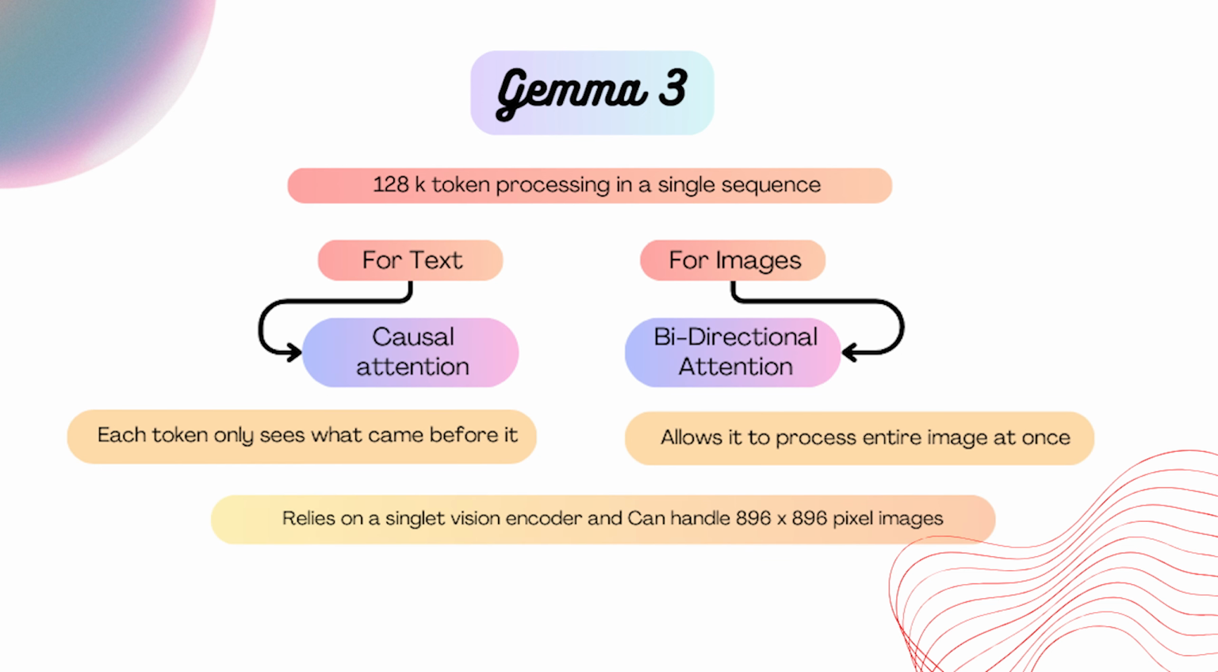The model relies on a SigLIP vision encoder, processing images at a high resolution of 896 by 896 pixels. This allows it to handle complex multimodal tasks, like answering questions about images or generating captions with high accuracy.